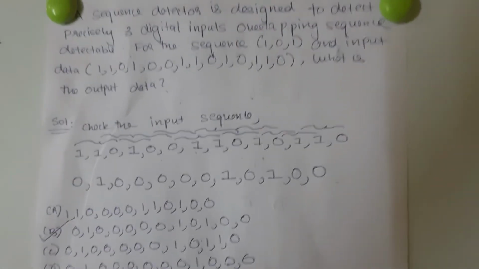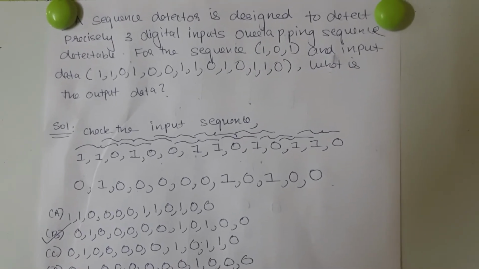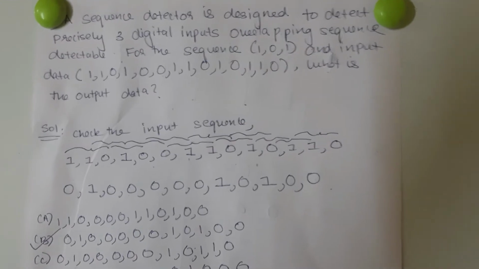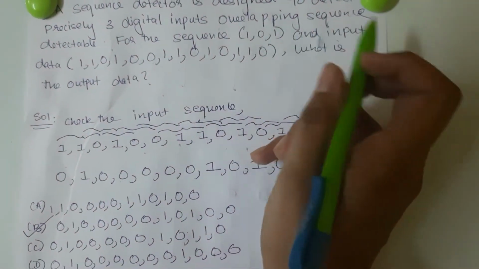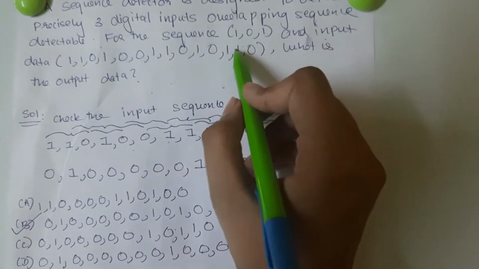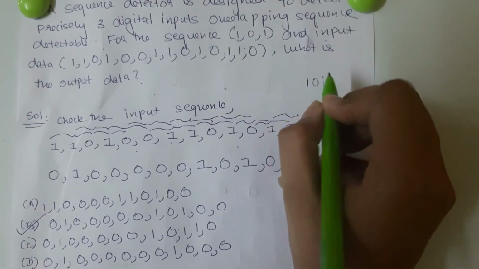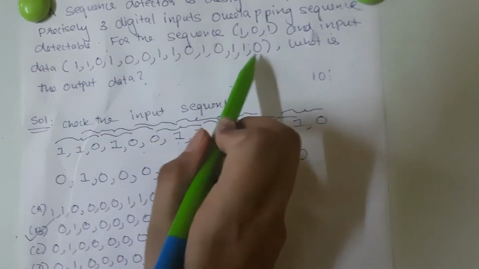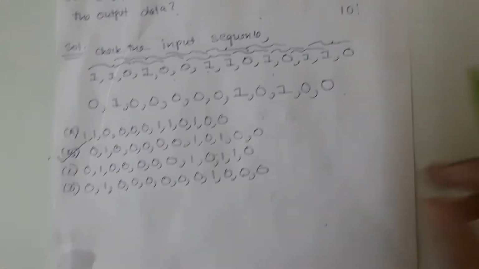So the question is, a sequence detector is designed to detect precisely 3 digital inputs, and the trick here is they have given overlap in sequence. Now they have given this sequence which has to be detected, which is 1, 0, 1, and the input is this. What is the output data? Now let's see.